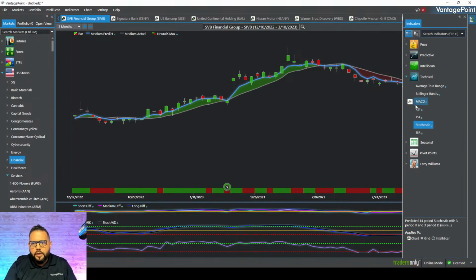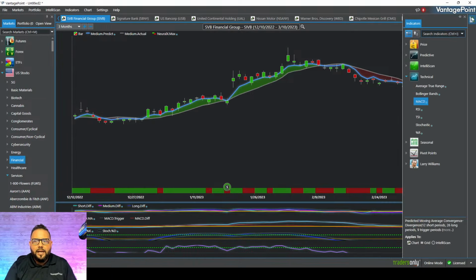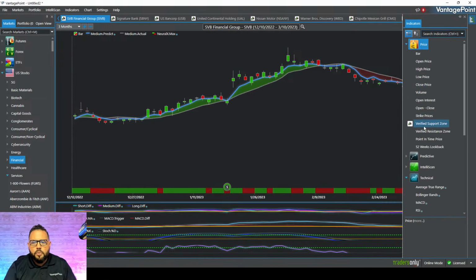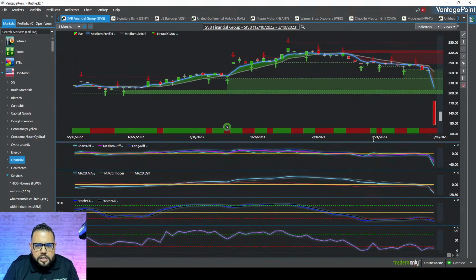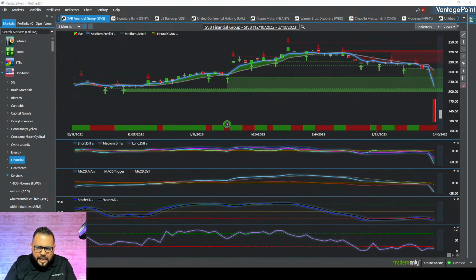Look, I'm going to put on percent R, stochastic. Let's put on MACD. Heck, I can even put on some support and resistance indicators to see if I would have gotten some of that confirmation, that expectation. Look, here are some of the indicators that I like to rely on. I can see that there was a resistance level.